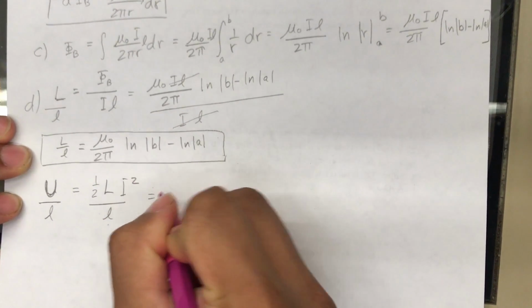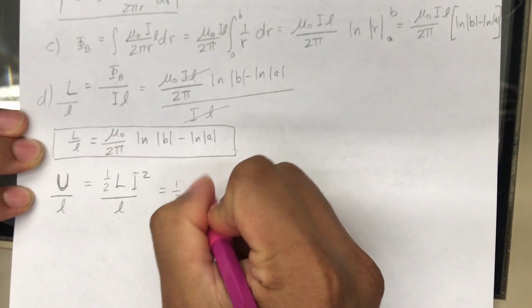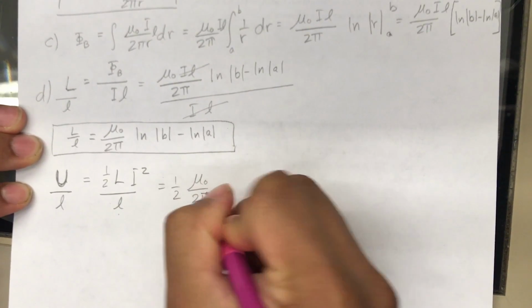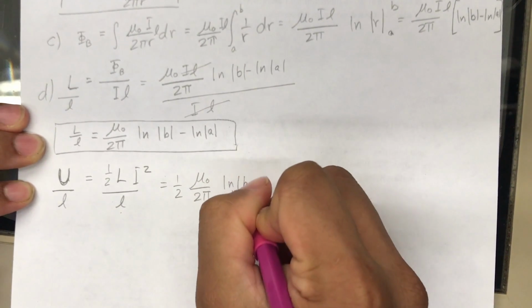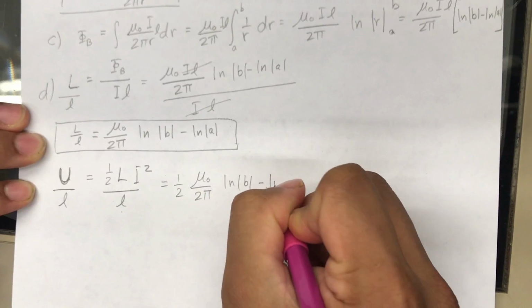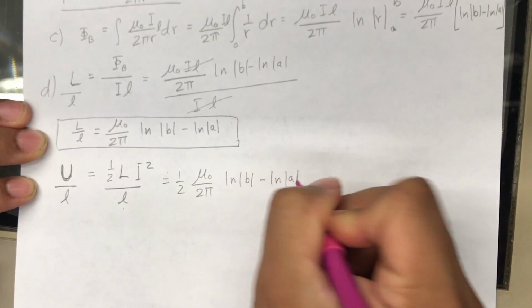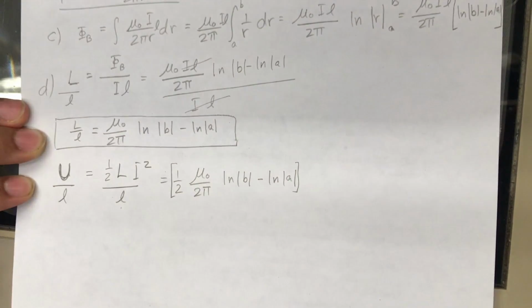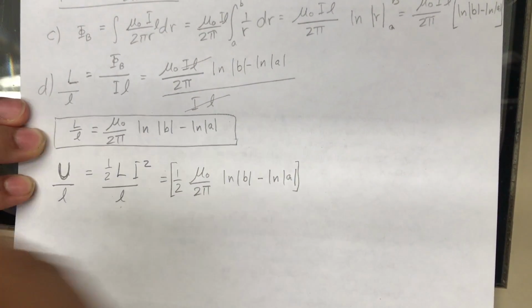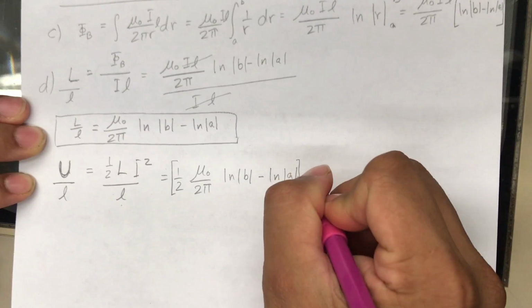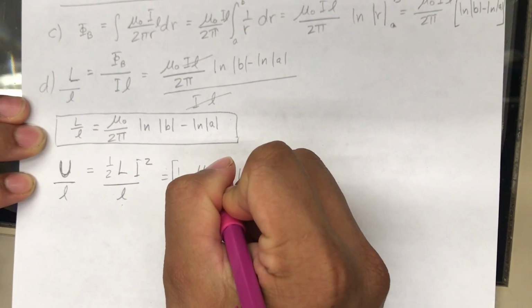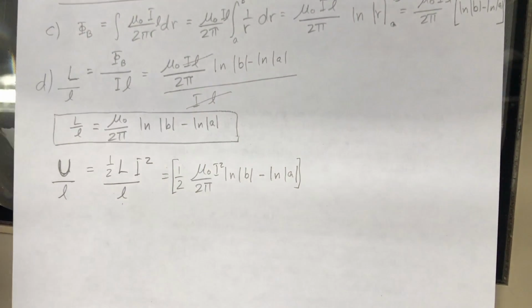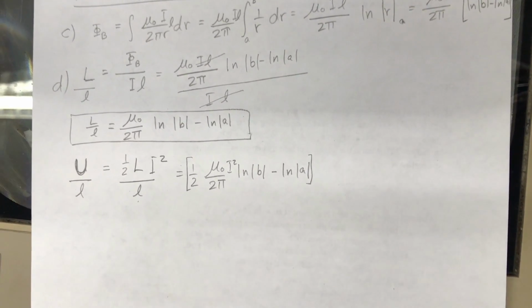We'll have U over l equals 1/2 mu naught over 2 pi times the natural log of the absolute value of B minus the natural log of the absolute value of A, times the current squared. And that is our answer.